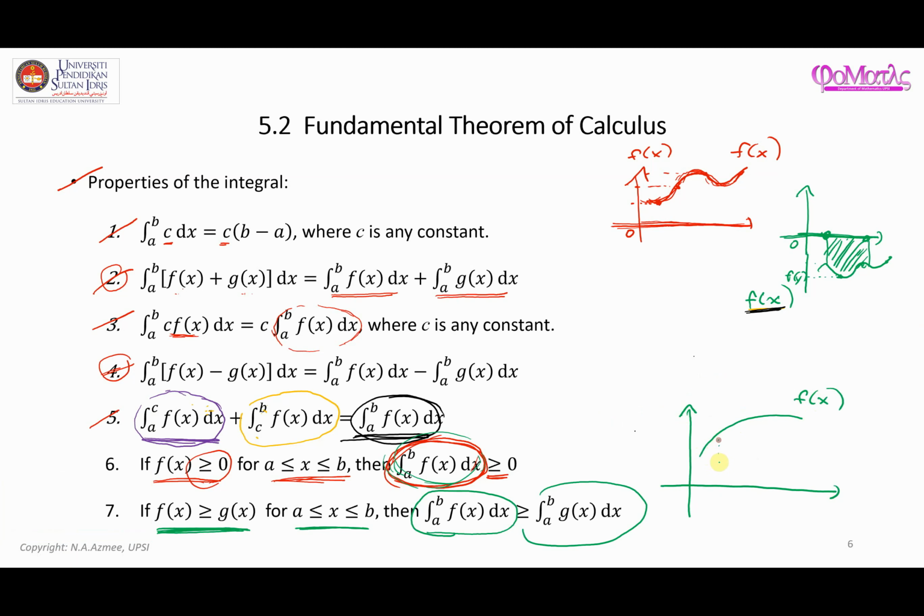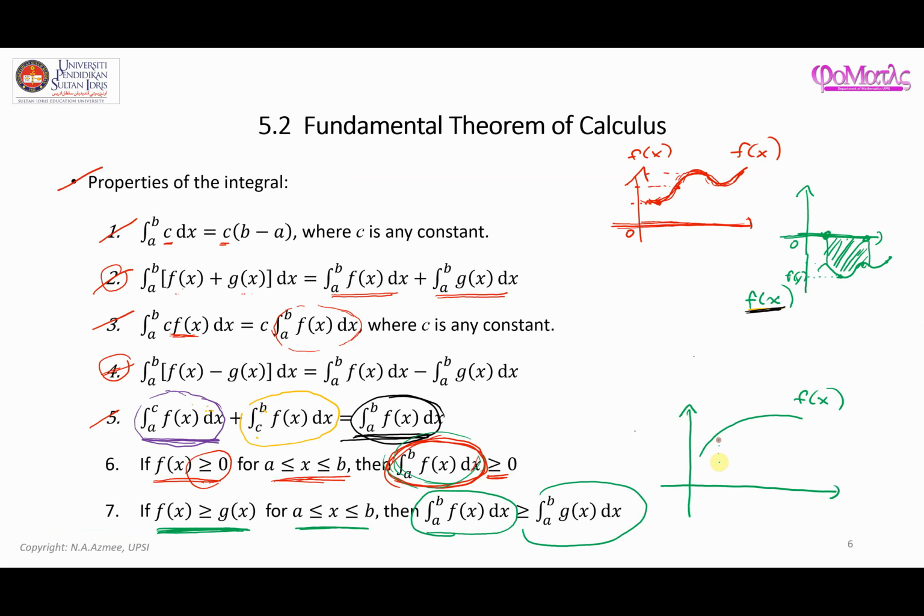So f(x) is greater than g(x), and because of that, if you want to find the integral of f(x) dx from a to b, the result here will always be greater than or equal to the integral of g(x) dx from a to b. So the result here will always be greater than or equal.